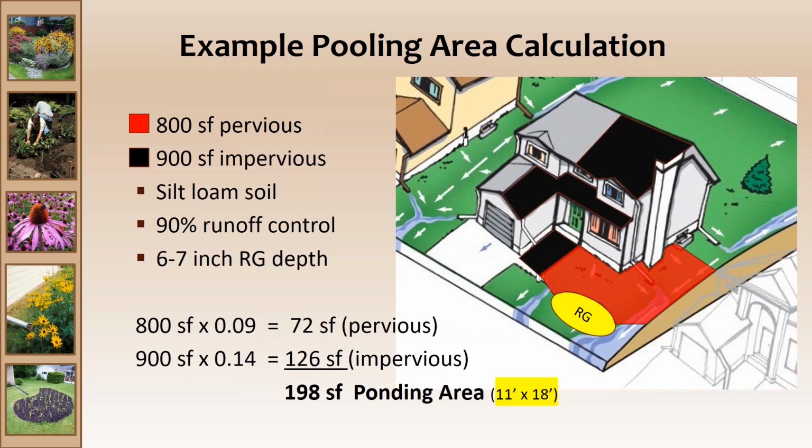You add the two together, 198 square feet of ponding area. That is what you're using to design the ponding area or the bottom of the rain garden. In this case, it would add up to about 11 feet by 18 feet.